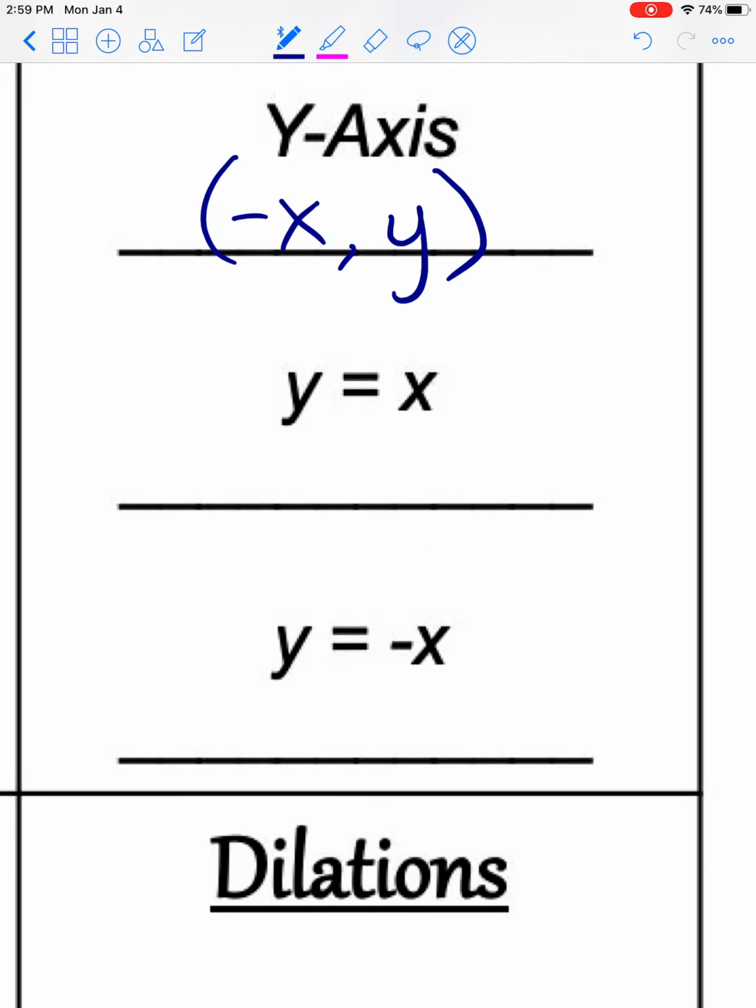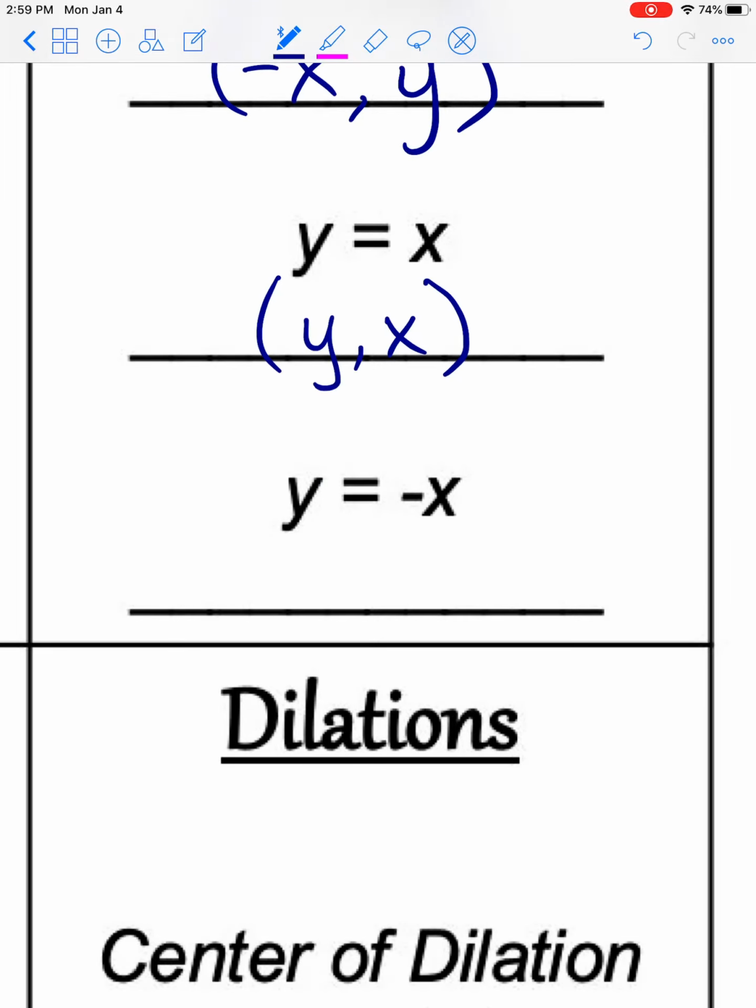The line y equals x, I'll show you what that looks like here in just a second on a graph, but all you have to do for that one is simply switch your coordinates. If it was (2, 3), now it's (3, 2). No sign changes, just literally flip your numbers. And then y equals negative x, if you ever happen to see this one, we're not going to on our notes, but I wanted you to have it on this paper just in case, is you're going to change the sign of both your coordinates.